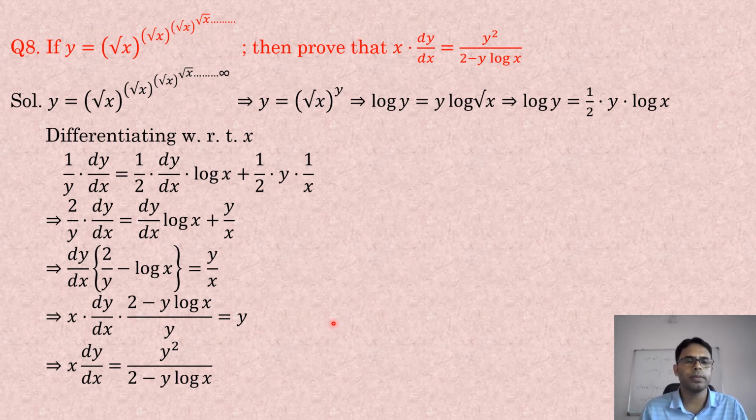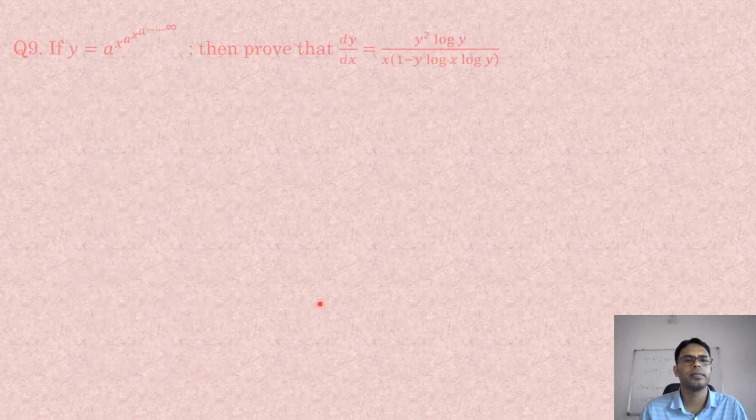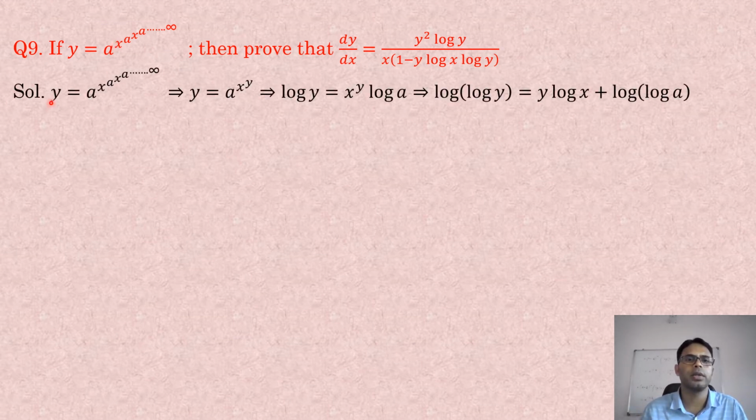Okay, so the next question, number 9. If y is equal to a to the power x to the power a to the power x to the power a to the power x and so on up to infinity, then we are to prove this expression. In this question also you see the terms are repeating from here. Do not think about this first a to the power x. The rest of the terms can again be taken as y. So we write the given expression first: y is equal to a to the power x, this is remaining the same, and the rest of the terms can be taken as y because it is a symmetric infinite series.